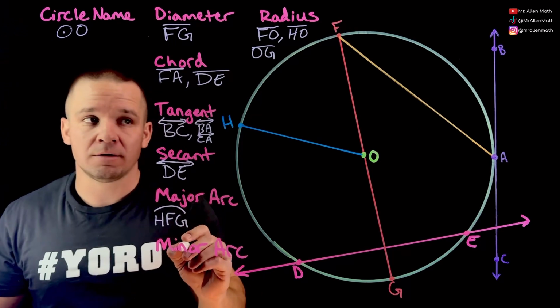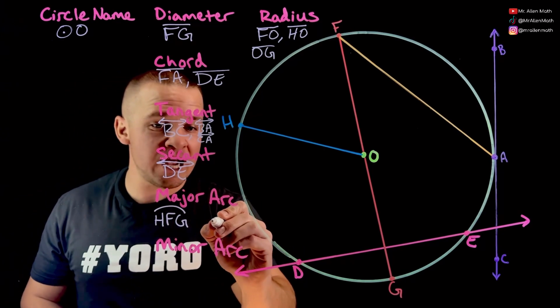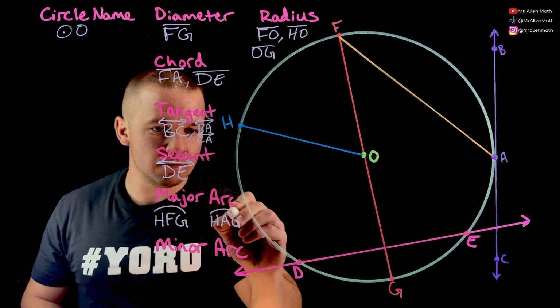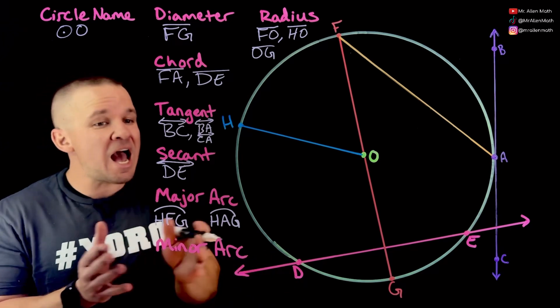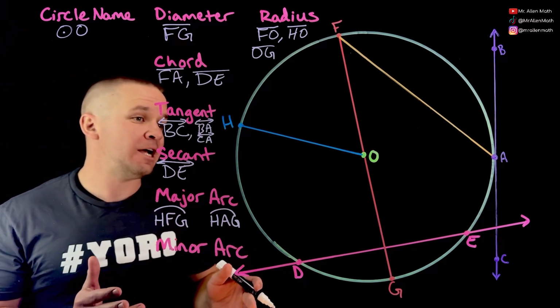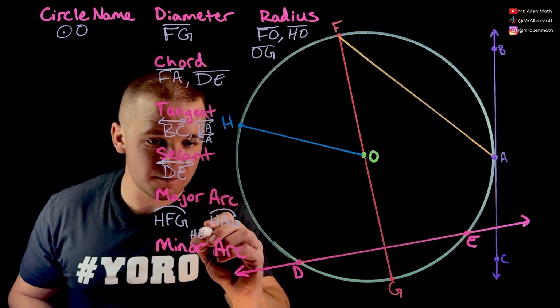That's a major arc. And again, equivalent, I could have done H, A, G. Any one of those would have worked, okay? I could also do H-E-G, right? That's still the same arc. We're talking about the same arc here.